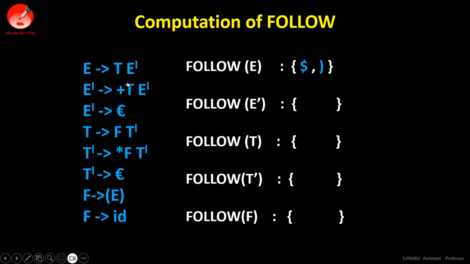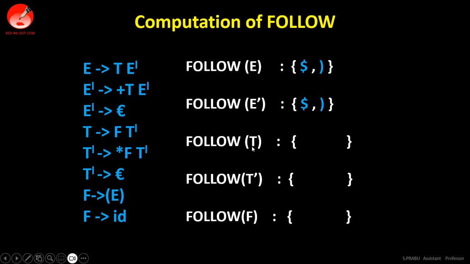Next, follow of E dash. E dash can be present in these two rules only. So first I can take this E dash. There is no next element. So the follow of capital E can be copied into the follow of E dash. So dollar symbol and closed bracket symbol are added as the follow elements of E dash. So this E dash is over. Next I am going to this E dash. There is no next element. So the follow of E dash can be copied into the follow of E dash. Already we copied the dollar and closed bracket, so we need not do anything.